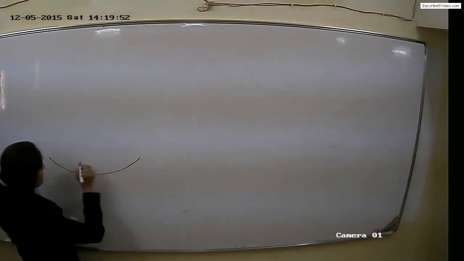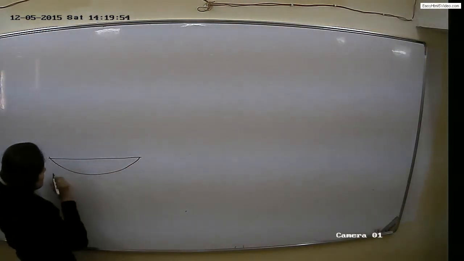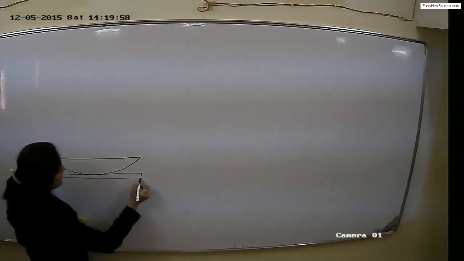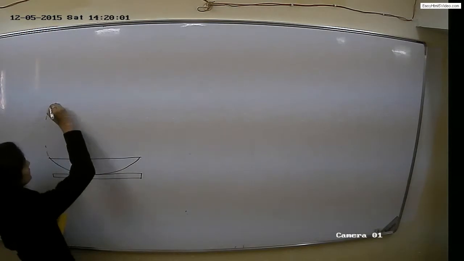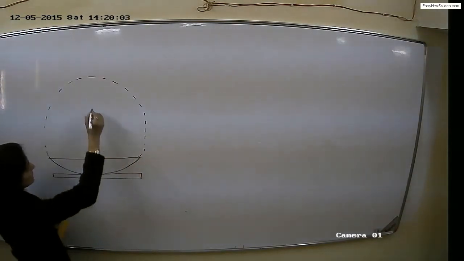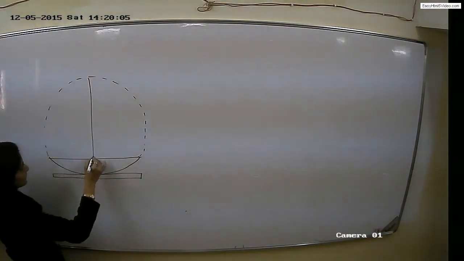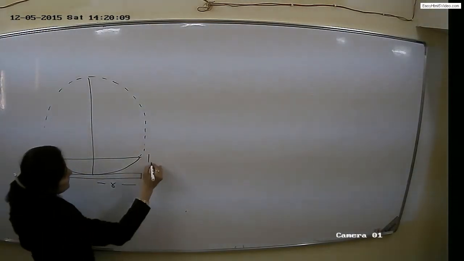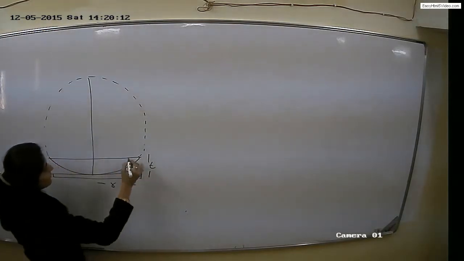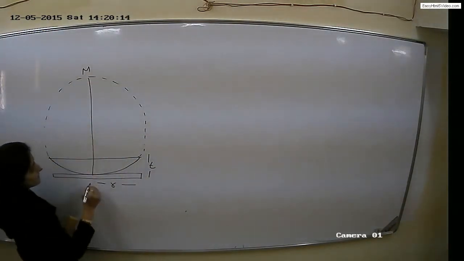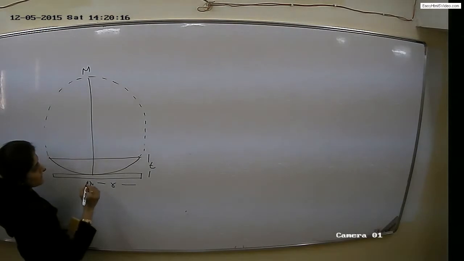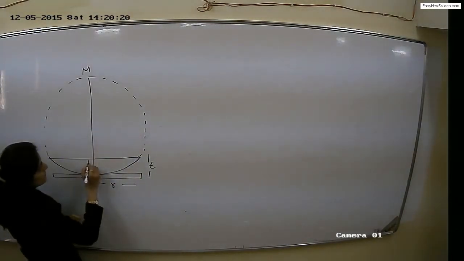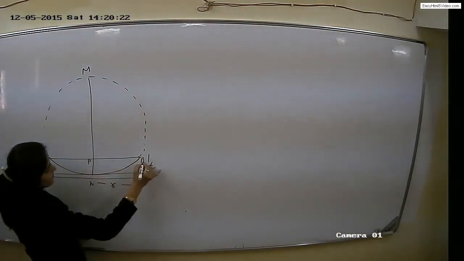So in Newton's ring experiment, this is the plano-convex lens. It is placed over a plain glass plate. So we just form one circle. This is the center of the plano-convex lens. This is small r. This is small t. Let us assume that Mn is the center of the plano-convex lens. This point is P and this is A.